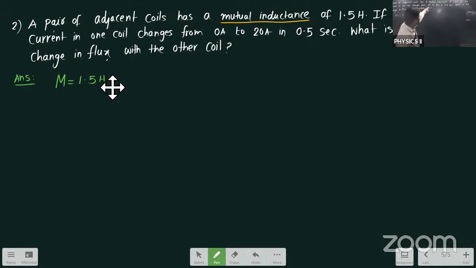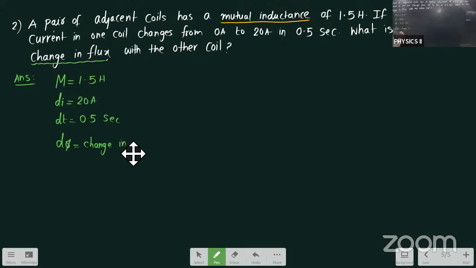What is the next thing he has given? Current in the coil is changing from 0 amperes to 20 amperes. Again, I will be taking the positive sign. So I am writing dI, the change in current, as 20 amperes. In how much time? dt is equal to 0.5 seconds. What is he asking you to determine? He is asking you to determine the change in flux. That is nothing but d phi. This is called the change in flux. So these are the given things.